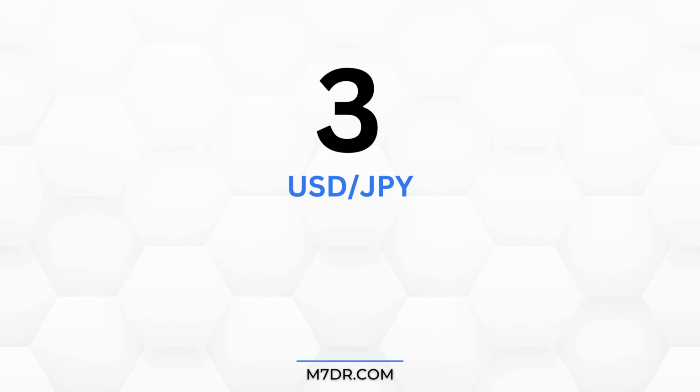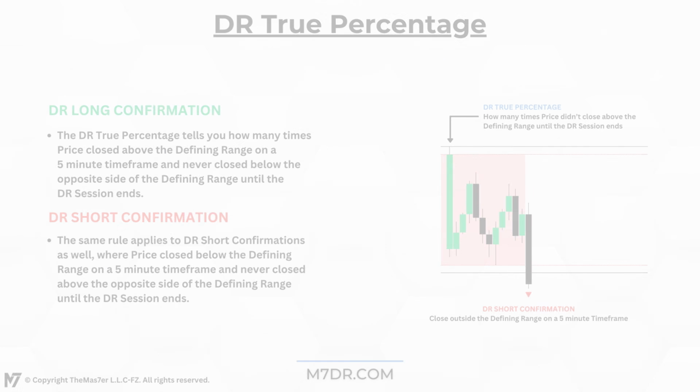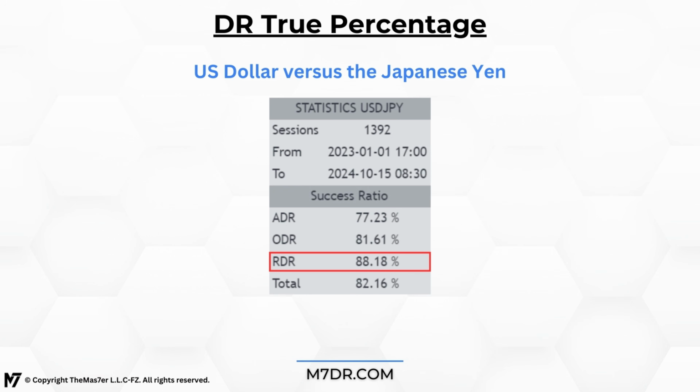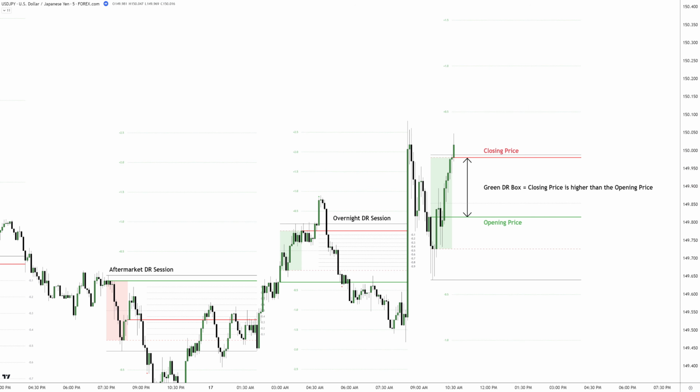Number 3, US dollar versus the Japanese yen, Thursday regular DR session trade. As I've already explained in several previous videos, the DR true percentage is crucial, and the US dollar versus the Japanese yen has some impressive statistics when it comes to the regular DR session. For this trade, the Thursday's regular DR session closed as a green DR box, followed by an immediate long confirmation.